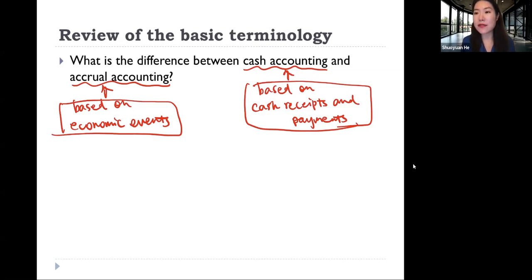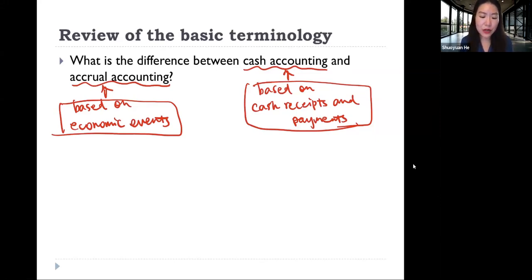Regarding the accrual accounting for revenue recognition, we're going to talk about it later in the class. But the point here is, under those two systems, the time we record revenue will be different. Depending on when cash receipt and payment happen, which relate to the occurrence of economic event, the time we record revenue may be different under these two systems.